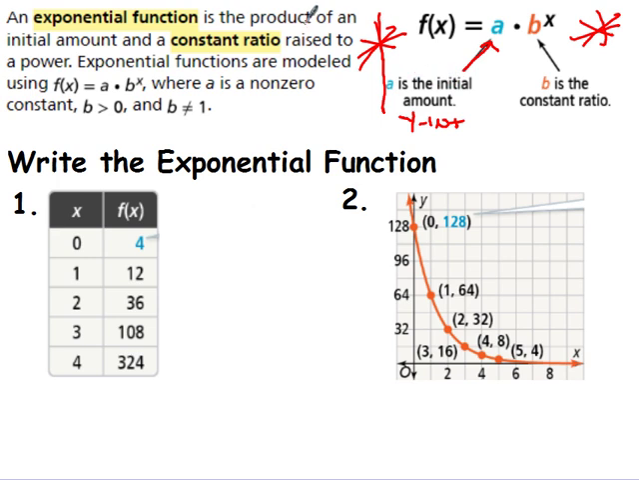And then, our initial value is not 0, that's all. And our constant ratio is something that's just greater than 0.